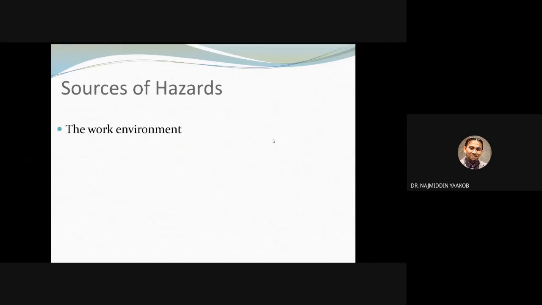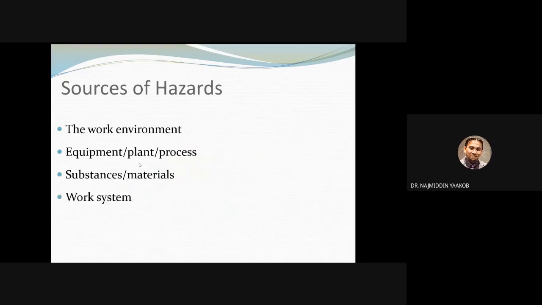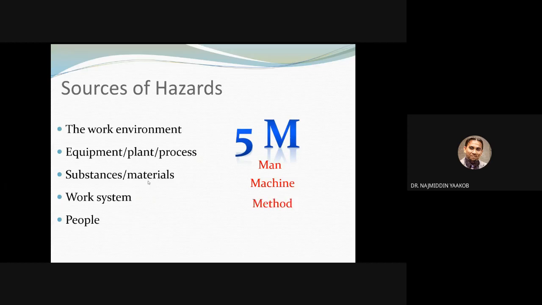What are the sources of hazard? It comes from the work environment, equipment, plant and process, substances or materials, work system, and also people. Or the easier way is 5M: the man, which is the people, the machine, which is the equipment, the method, which is the process, the materials, and the last one is the environment. So these are the most common sources of hazard, which is 5M.